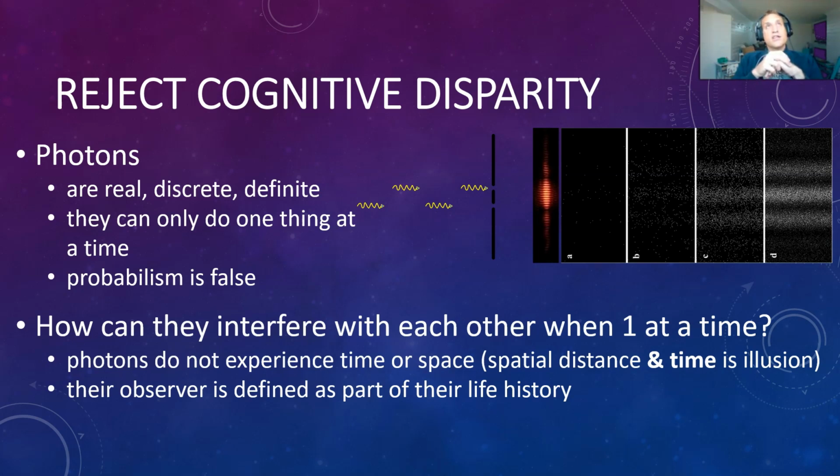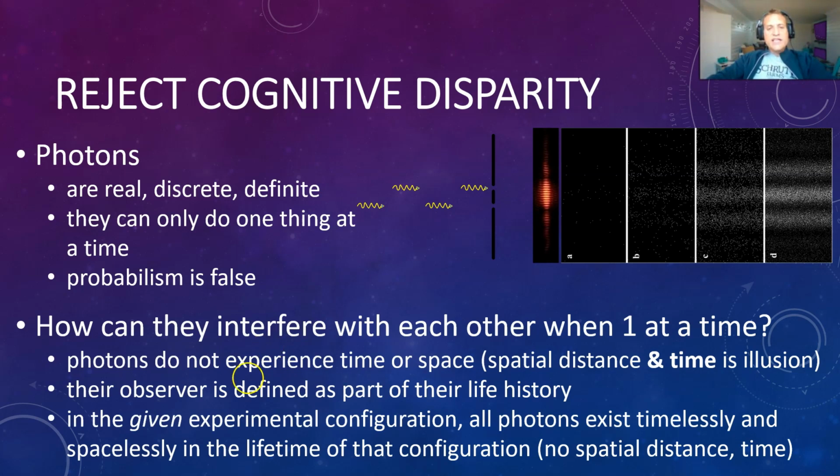Now you go out and you open your eyes and you look at it, bang, that life history for that photon is now finished. Because for the photon, that was instantaneous. There was no time and no space to traverse, right? For us, we perceive what should be a traverse of time and space, but that's actually illusory, because existence is actually a mental singularity. So in the given experimental configuration, you would then have to say that all photons exist timelessly and spacelessly in a lifetime of that configuration. There's no spatial distance and no time for that spatial configuration of the experiment, right?